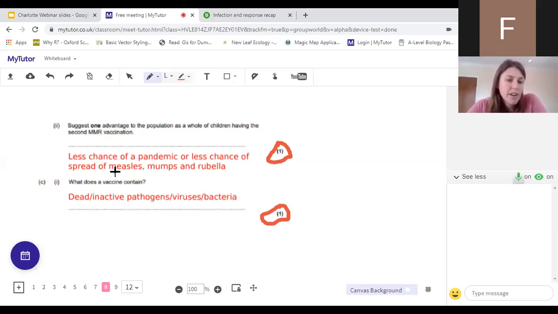And what does a vaccine contain? Dead or inactive pathogens, viruses, or bacteria, depending on what's needed. So yes, an altered or weakened version of the pathogen is another good way of describing that. Any of those would get you the mark.